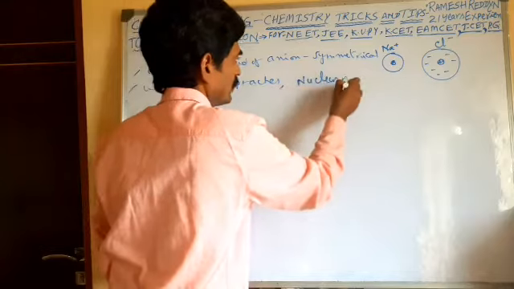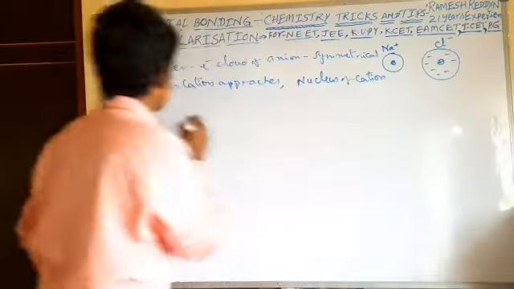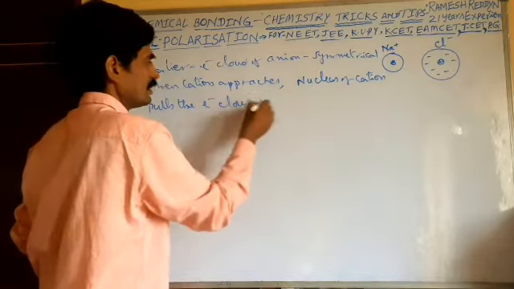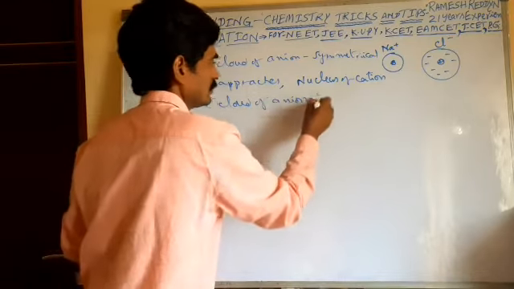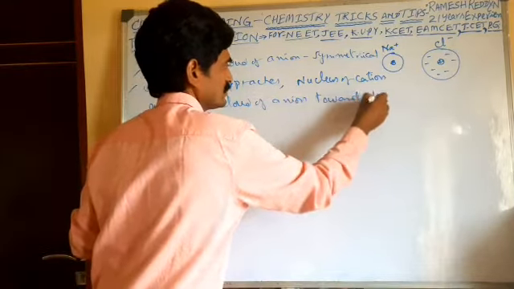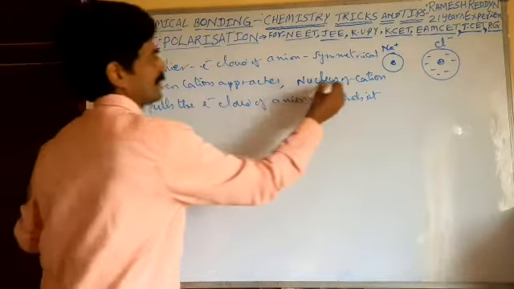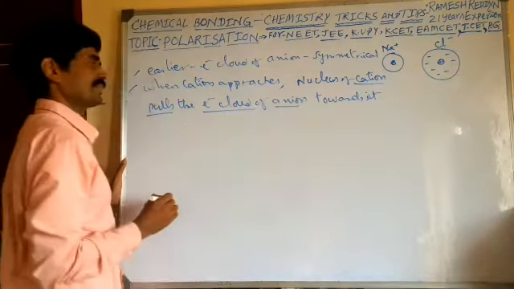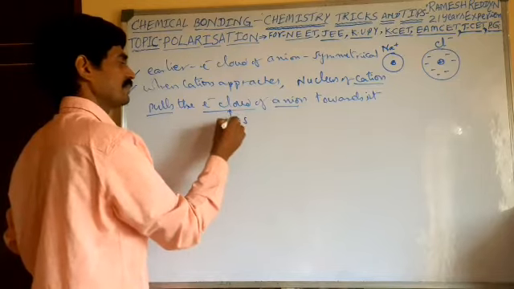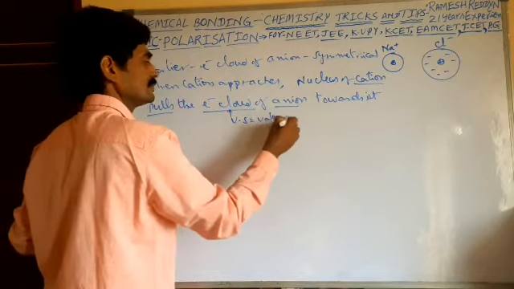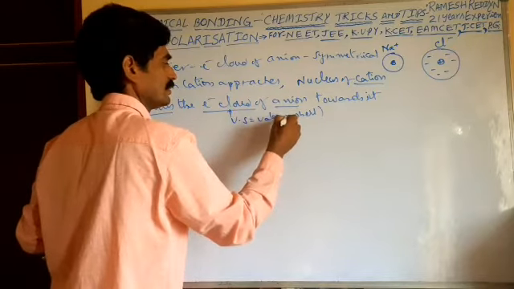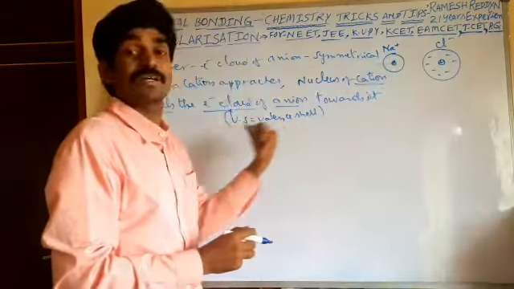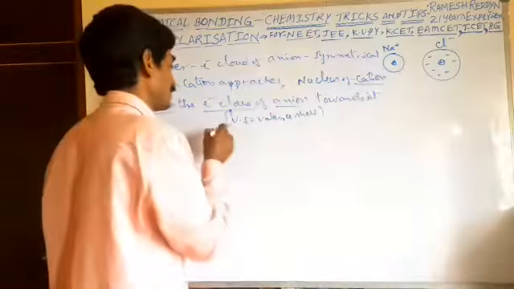The nucleus of the cation pulls the electron cloud of the anion towards it, right? That is, the electrons present in the valence shell electron cloud. That leads to distortion, or deformation, of the electron cloud.